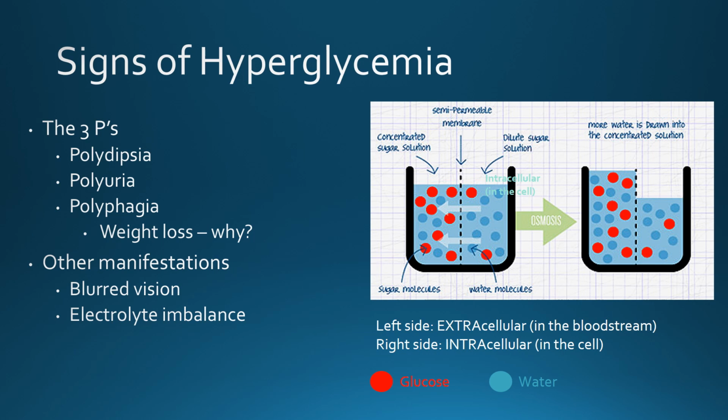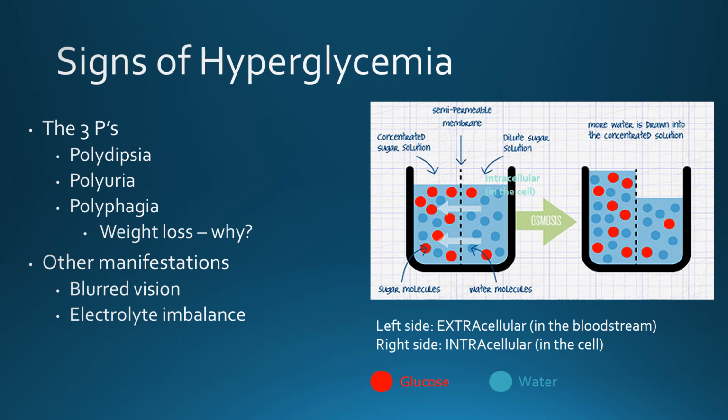So as a response to that lack of glucose in the cells, the pancreas is going to release glucagon, which causes the glycogen stores in the liver to be broken down to produce glucose. So is this a good thing? No, because this just adds to the glucose that's in the bloodstream that can't get into the cells because of lack of insulin. As the body continues to sense starvation, the body is going to break down fat tissue and cause weight loss. Okay, so polydipsia, polyuria, and polyphagia, 3 P's, the classic signs of hyperglycemia.